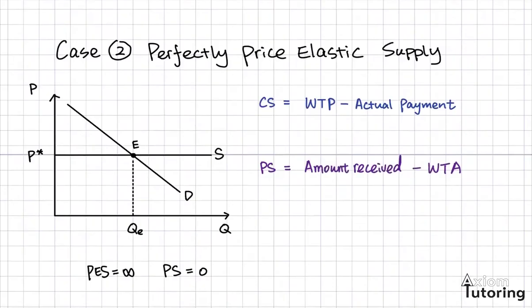Here we have a horizontal supply curve. This means producers are willing to supply any quantity at a fixed price, P star in this case, but they are not willing to supply at a lower price. And let's analyze producer surplus. The supply curve represents producers' minimum willingness to accept. In this case, the price received by the producer is exactly equal to their minimum willingness to accept for every unit sold. Therefore, the producer surplus is zero.